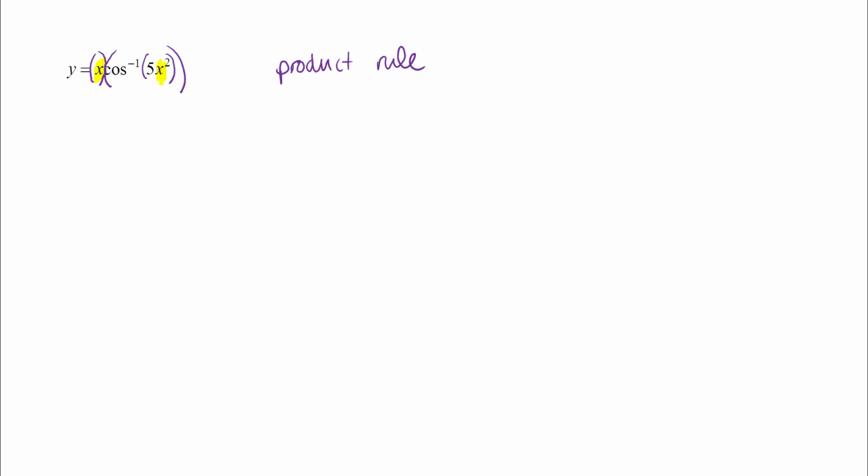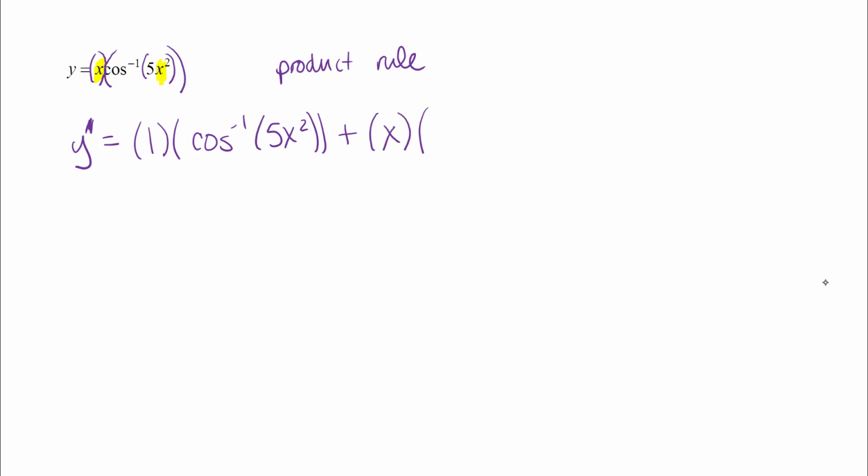Hopefully you're good enough at these derivatives now. You're maybe not needing to set up so many labels, but if you do need to set up labels, that's okay. I'm going to say out loud what those labels would be. Okay, so y prime equals derivative of the first, so the derivative of x is 1, times the second, plus the first.